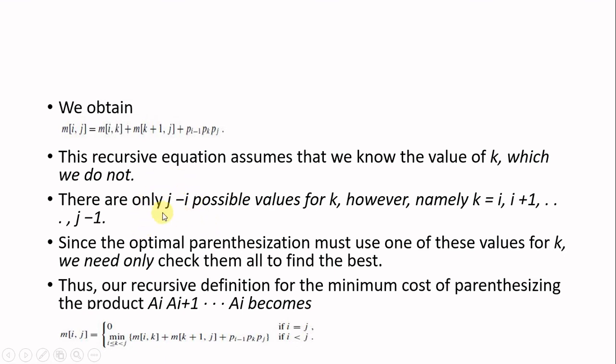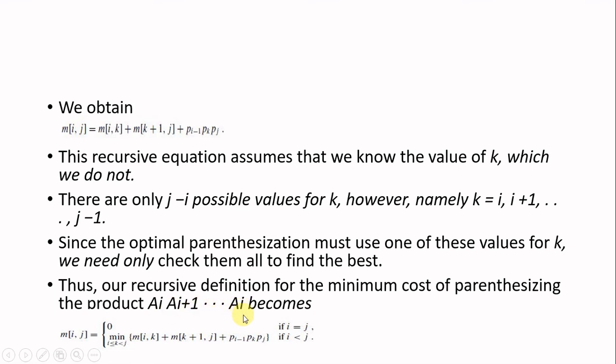Since the optimal parenthesization must use one of these values for k, we need only check them all to find the best. Optimal parenthesization means what? That is the minimum value. Because it is a cost, we should get the minimum cost. We have j minus i values for k, so we should substitute all these j minus i values of k and pick the minimum value. Thus our recursive definition for the minimum cost of parenthesizing the product a_i to a_j.